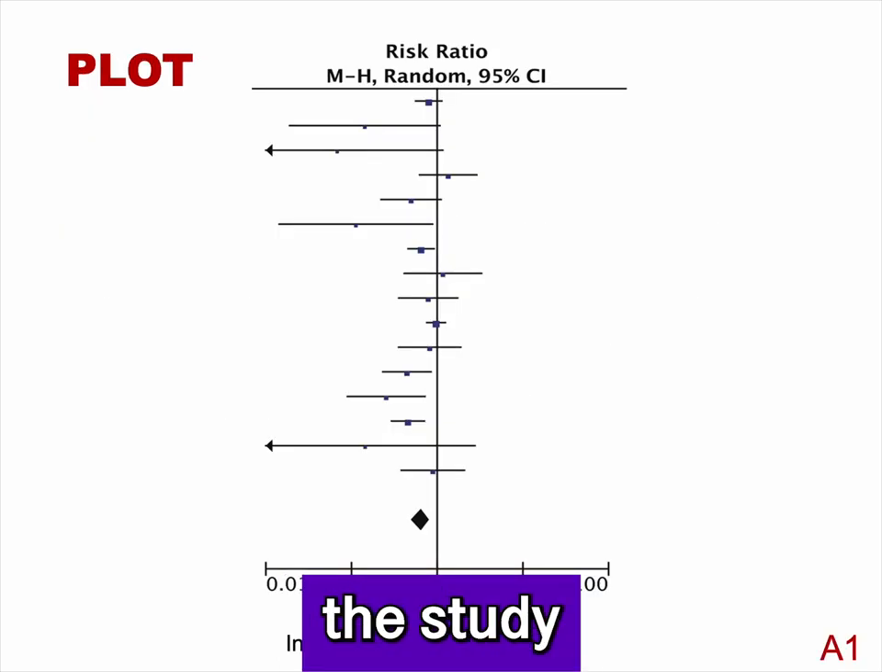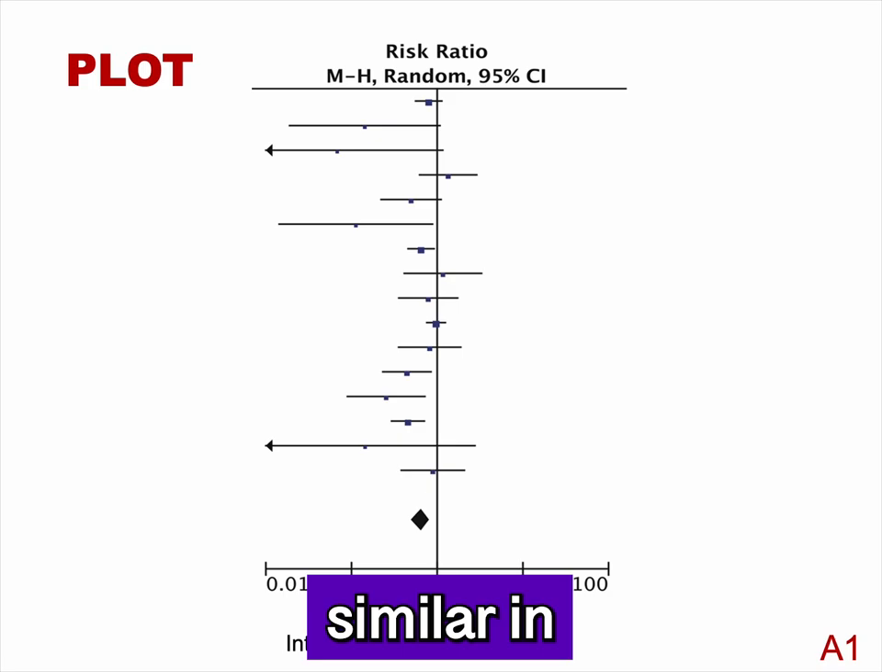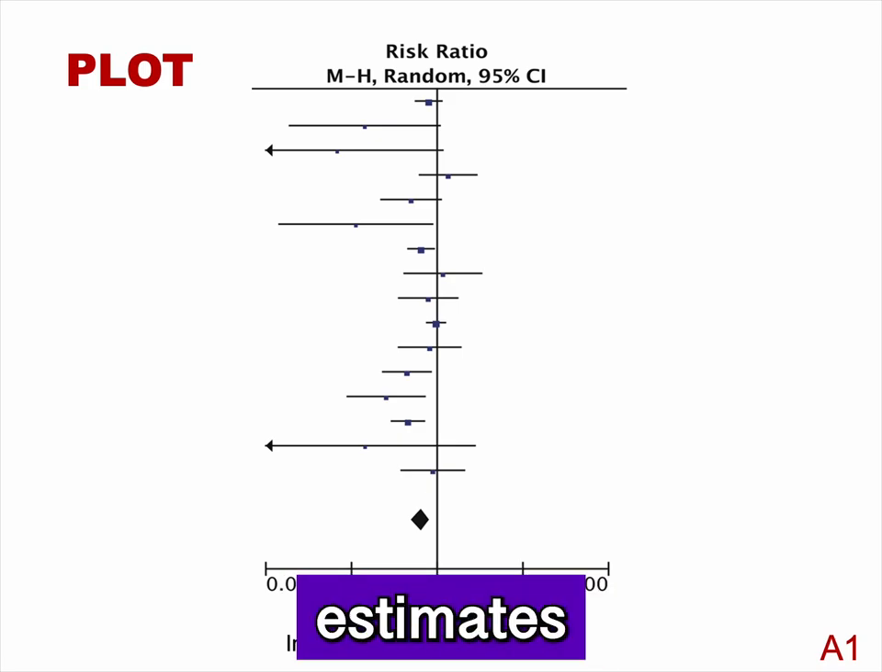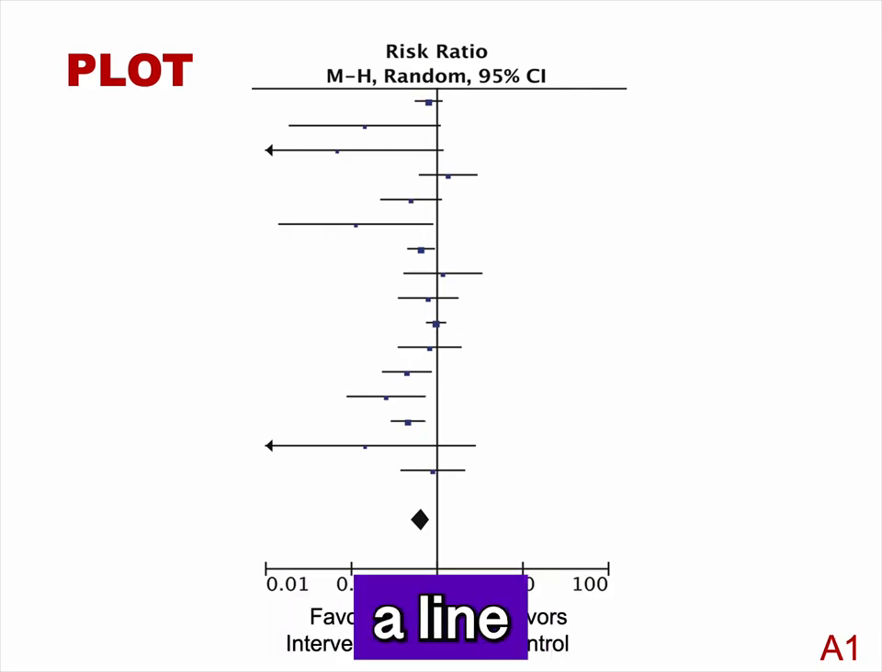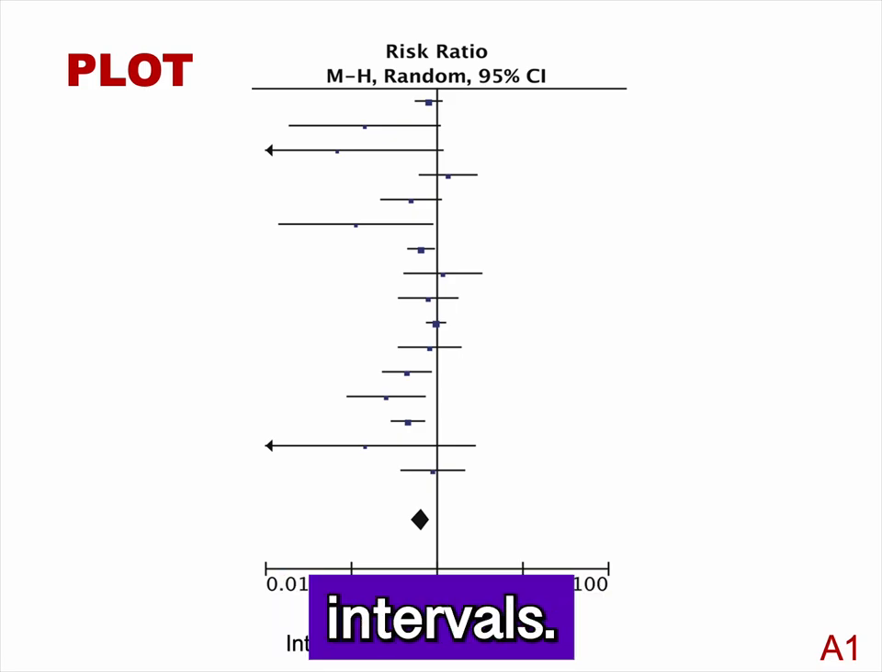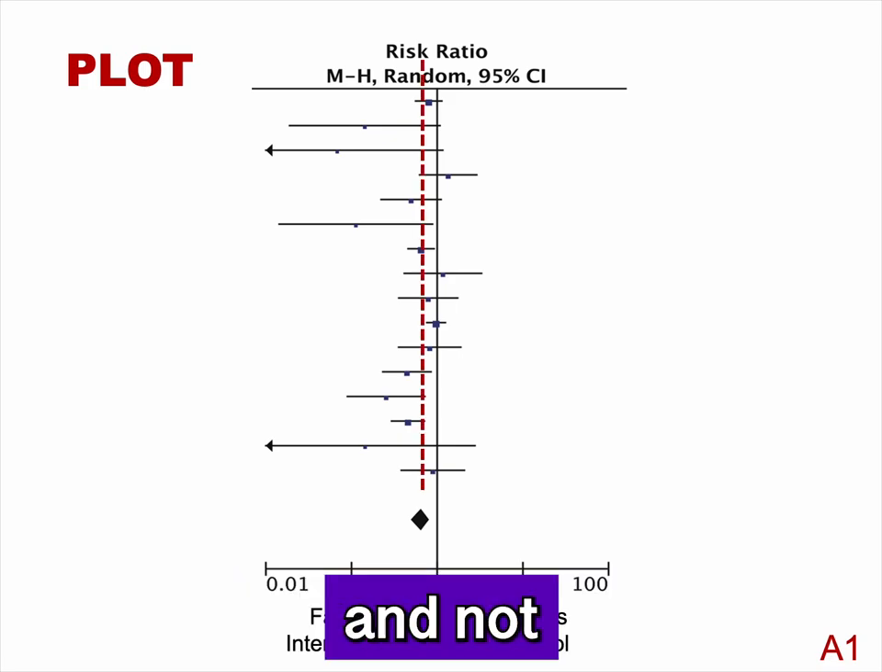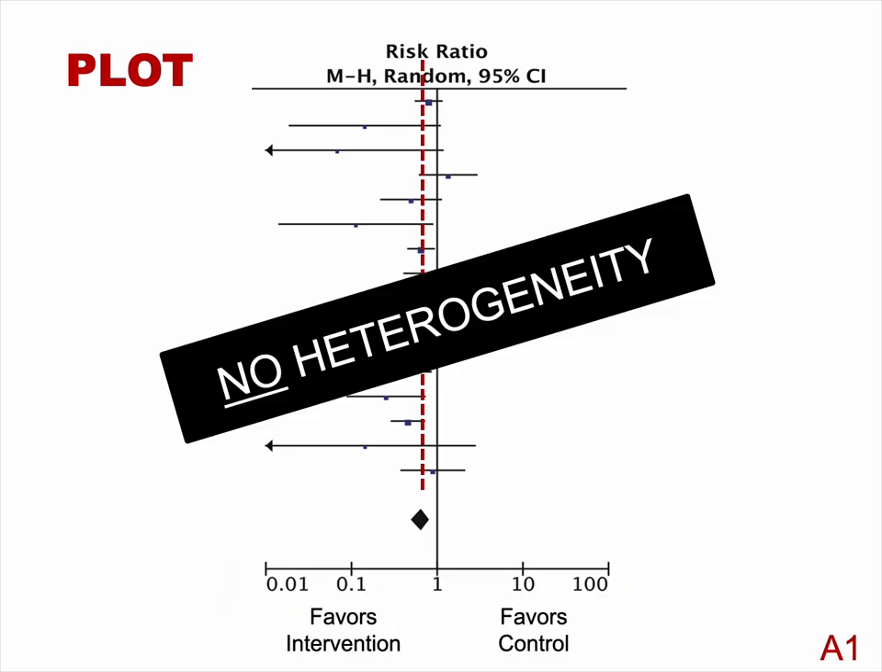In this plot, the study point estimates seem to be relatively similar in magnitude. In addition, all but 2 of the point estimates favor the intervention, and the 2 that do not are very close to the ones that do. Finally, a line can be drawn that intersects the confidence intervals. I would conclude that the study results are homogeneous and not heterogeneous.